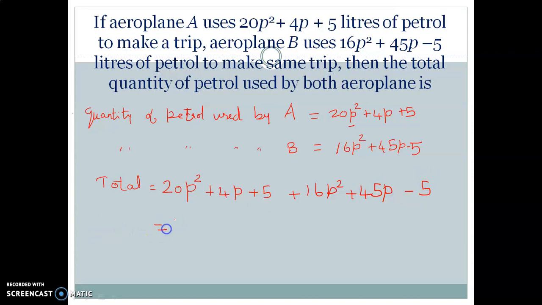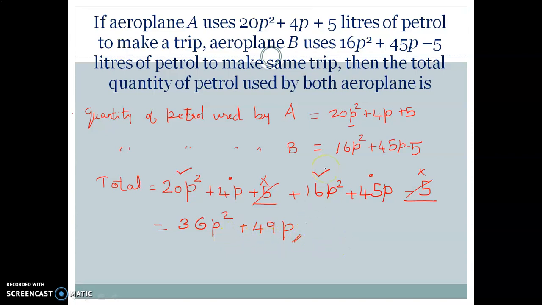So which is equal to, collect the like terms, 20p squared plus 16p squared. What will I get? Yes, 36p squared. 4p and 45p. So what will I have? Both are of same sign. So we will have 49p. And when it comes to constant, plus 5, here minus 5. So these two are of opposite sign, so it gets cancelled. And we get the addition of these two expressions as 36p squared plus 49p.